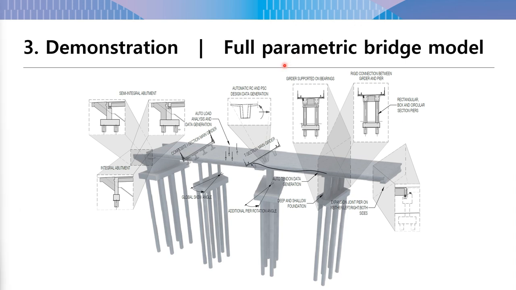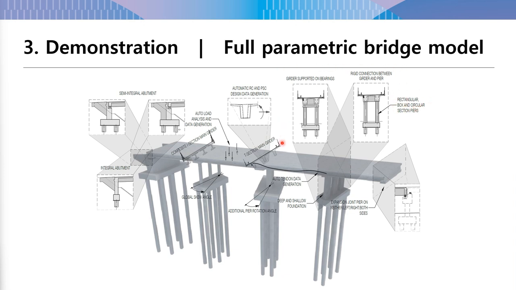There are two types of bridge piers available. The first type is the so-called bearing pier, where the main girder is supported via bearings. The number of bearings and spacing between bearings is fully parameterized. The second type of bridge pier is the so-called rigid pier, where the connection between the main girder and the pier is rigid. The number of piers as well as spacing between piers is also fully parameterized. There are three cross-section types available for the pier columns: rectangular, box and circular, with dimensions also fully parameterized.